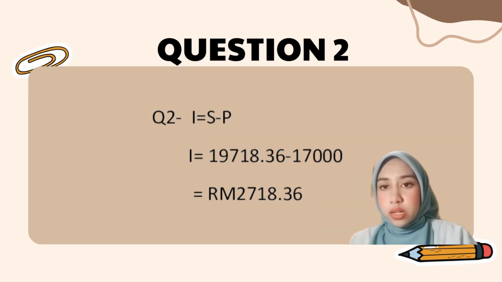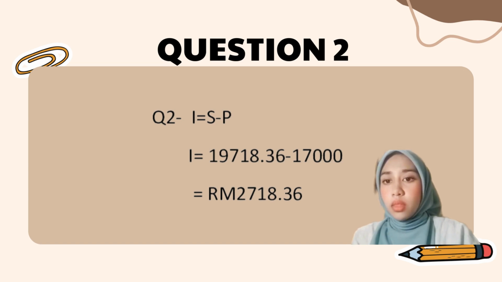B. Find the interest earned after 4 years. The total interest earned by Yang D can be calculated by using I equals S, the maturity value, minus P, the principal. So 19,718.36 minus 17,000 is RM2,718.36.